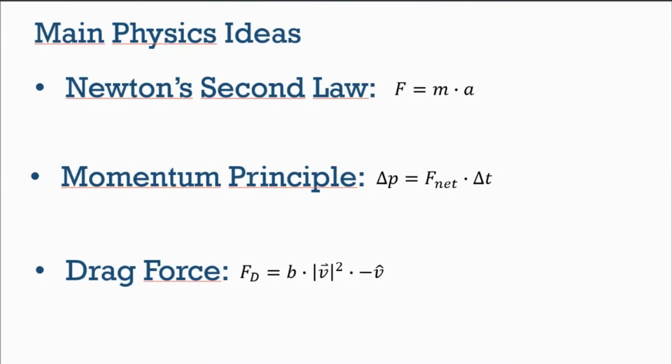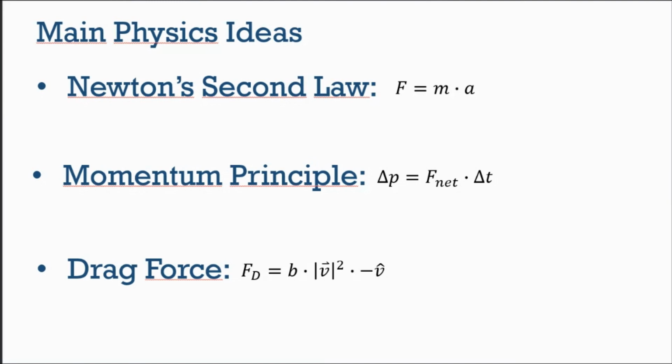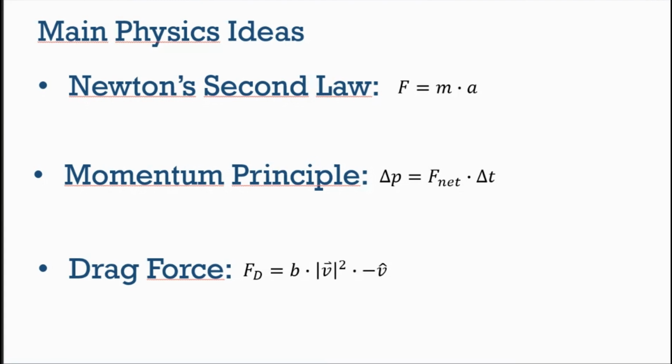Newton's second law says that the force on an object is the mass of the object times the acceleration of the object. The momentum principle is essentially an altered version of this principle. It states that the change in momentum in a system is equal to the net force applied multiplied by the time. In the gravity-only model, we assume that the only force acting on the object is gravity. Because there is a net force acting on the object, according to both principles, the paper ball will experience a change in velocity.